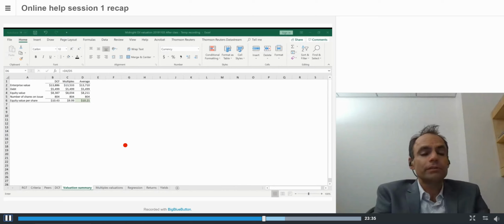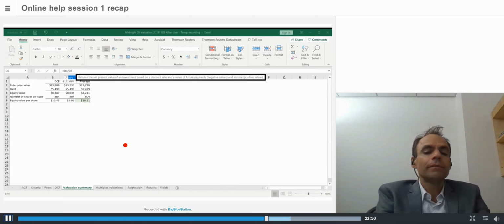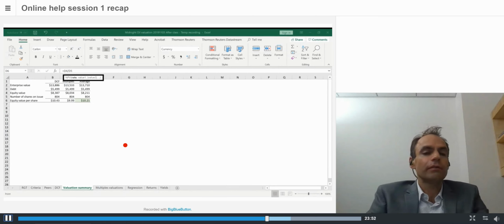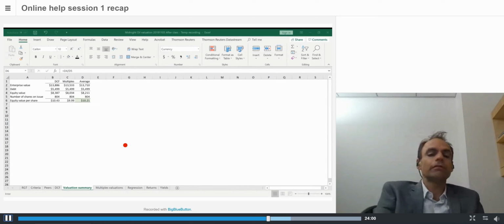Now, to get the enterprise value, I'm going to do the present value computation in a few steps. First of all, I'm going to do a present value of cash flows from the first 5 years. To do that, I can use my NPV equation. I can write equals NPV, open parentheses, and click on the discount rate of 7.67%, comma, and then highlight the free cash flow to the firm figures and close the parentheses. So we can say that the present value of cash flows from the first 5 years is $2,666 million.